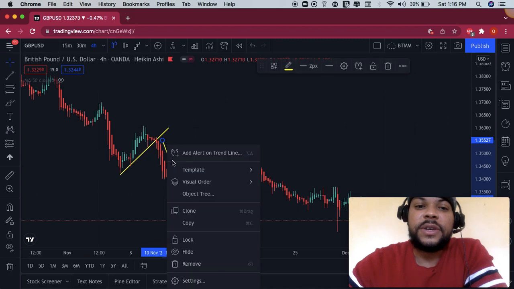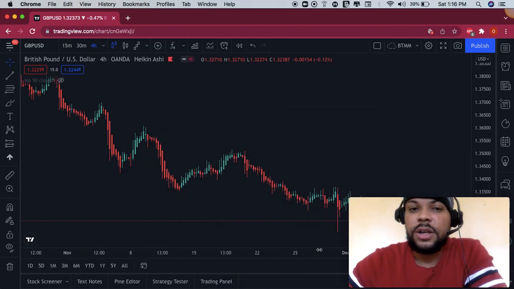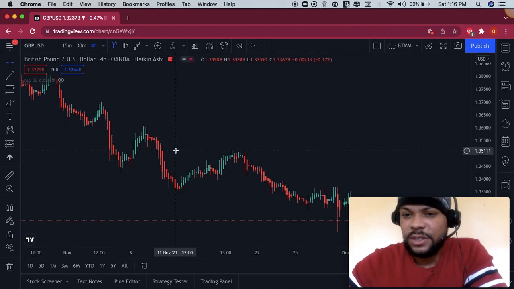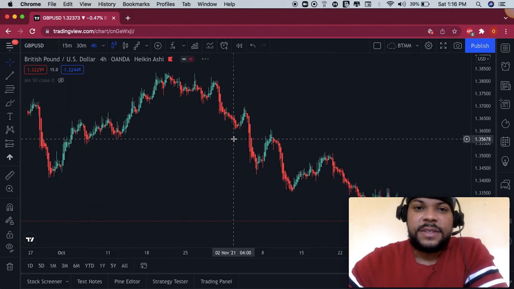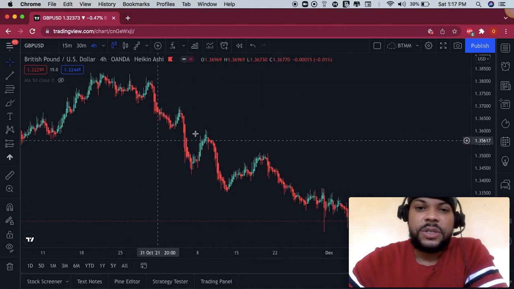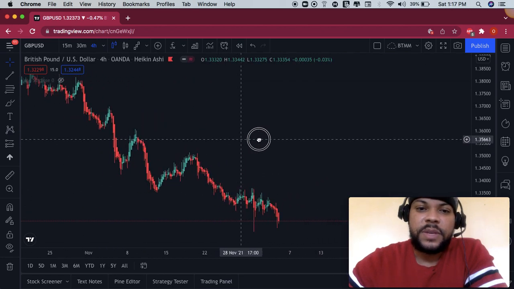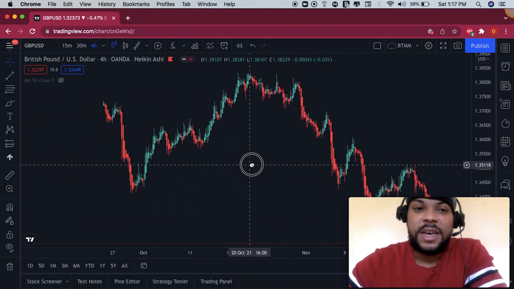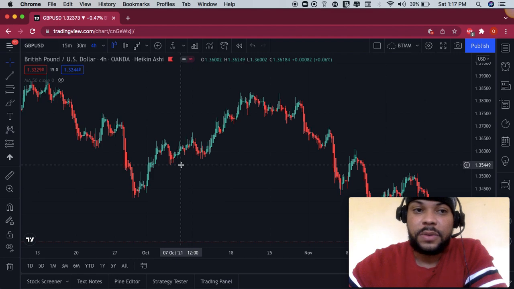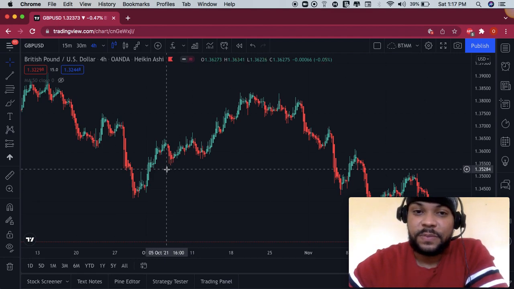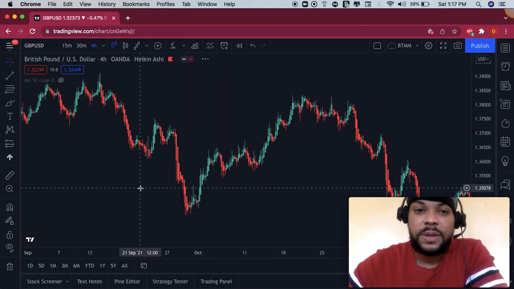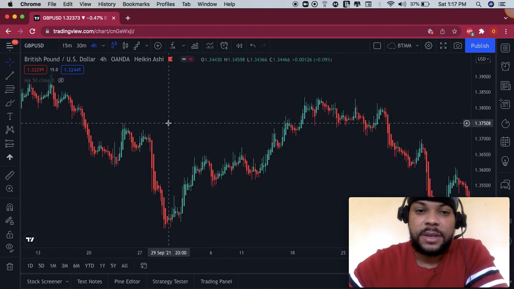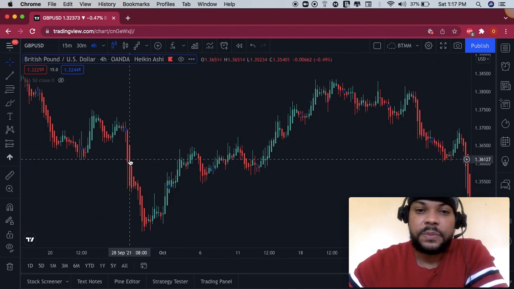But say for example, maybe you want to draw support and resistance zones. So that's something that we could do as well. So let me draw a support and resistance zone for you. And as you guys know, a support and resistance zone is basically an area on the chart where they say that price is very reactive. Okay, so let me give you an example right here.